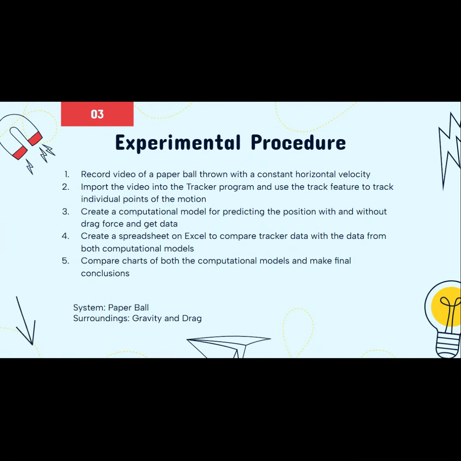So how did we go about this experiment? First, we recorded the video of a paper ball thrown with a constant horizontal velocity. We then imported the video into the Tracker program and used the track feature to track individual points of the motion. We created a computational model for predicting the position with and without the drag force and got data. We then created a spreadsheet in Excel to compare Tracker data with the data from both computational models, compared the chart of both the computational models, and made final conclusions. Our system was a paper ball and our surroundings were forces acting on it, like gravity and drag.